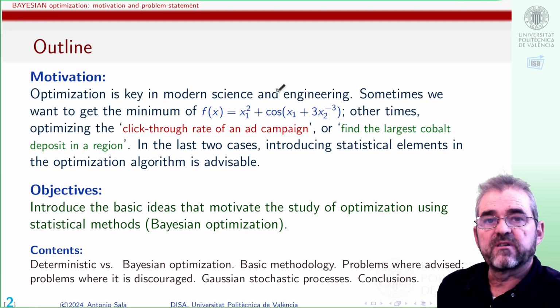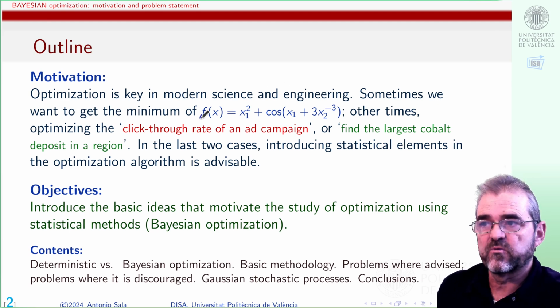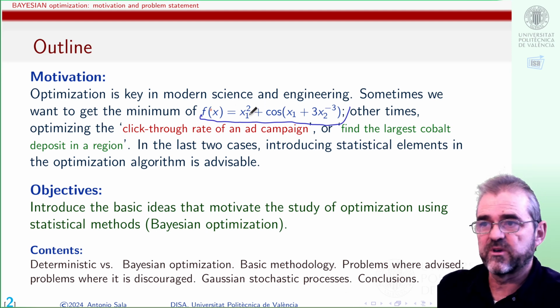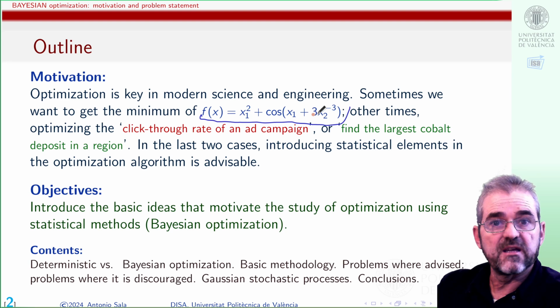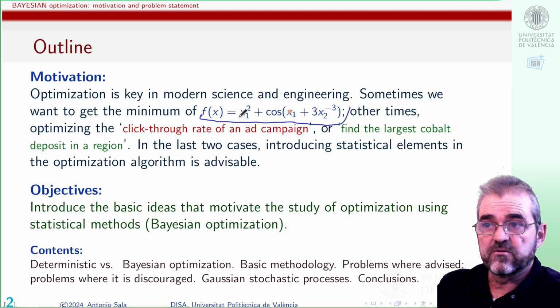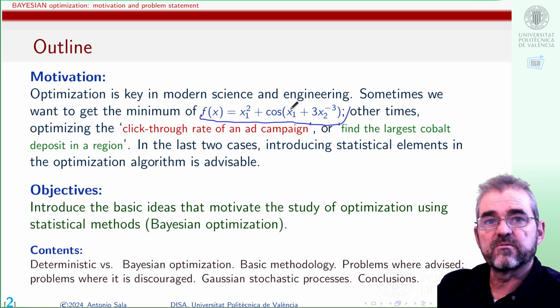But we have kind of two ways of optimizing things. First, we may just find the minimum of x1 squared plus cosine of this stuff. So, in that situation, computing this takes just microseconds in a computer, and also I can compute derivatives, Hessian, whatever, so I can quickly evaluate them, and this setup is what we would call deterministic optimization.